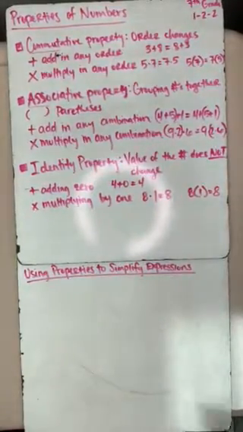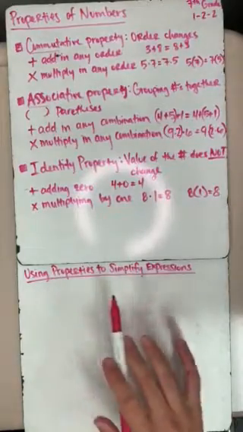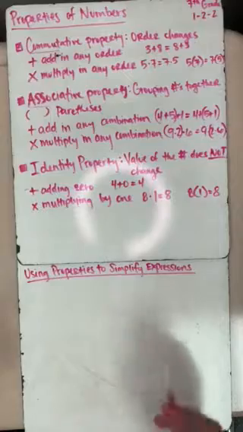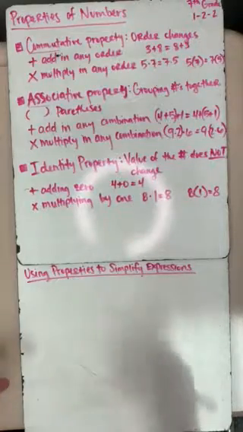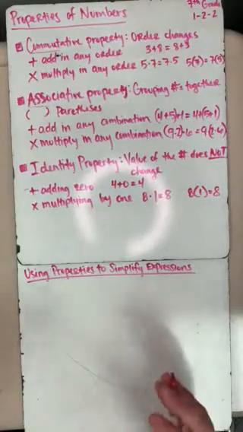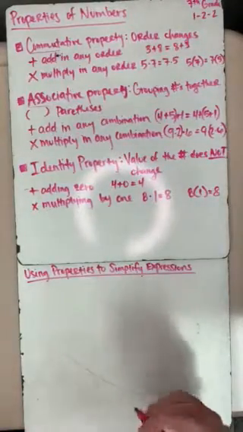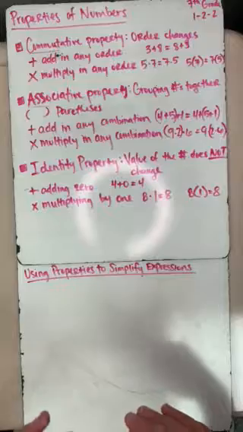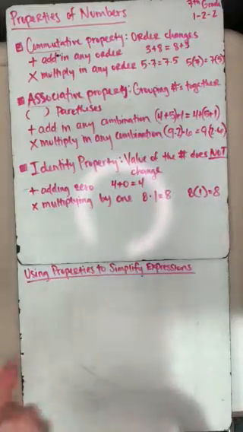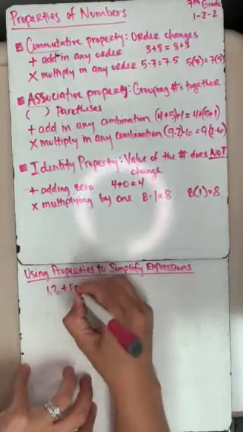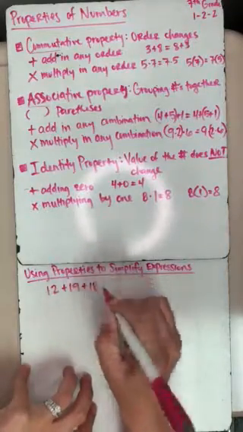All right, so using properties to simplify expressions, that's going to be our next subsection. And the reason why we can do what we do whenever we have an expression is because of these properties right up here. So I'm going to write an expression and I'm going to walk you through the way that they work, okay? So our expression is going to be 12 plus 19 plus 18.